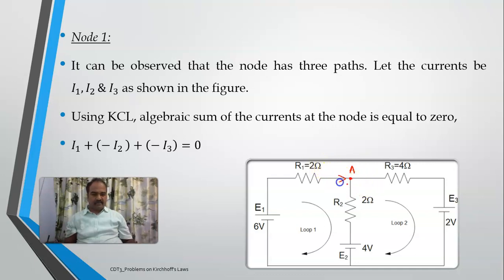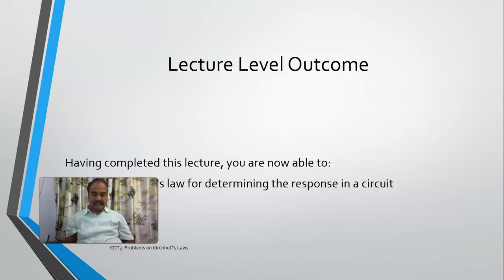How many currents are there? I'll take this one as I1, I'll take this one as I2, I'll take this one as I3. Incoming currents is equal to outgoing currents. So I1 is equal to I2 plus I3. Or otherwise, incoming currents should be taken as positive, outgoing currents will be considered as negative. So I1 plus minus I2 plus minus I3 is equal to 0. If I rewrite it, I will get I1 is equal to I2 plus I3. Understood? This is the way how we write the equations using KCL and KVL.